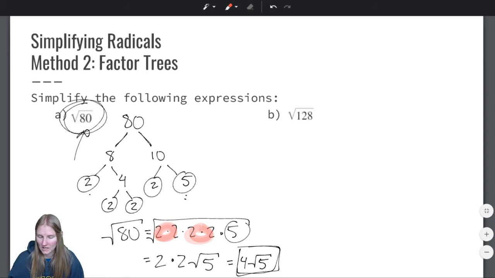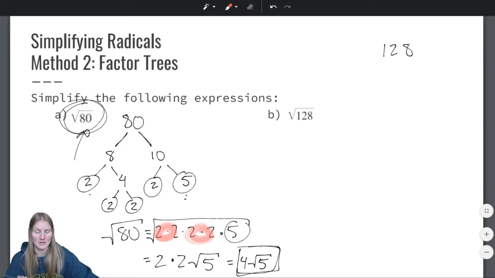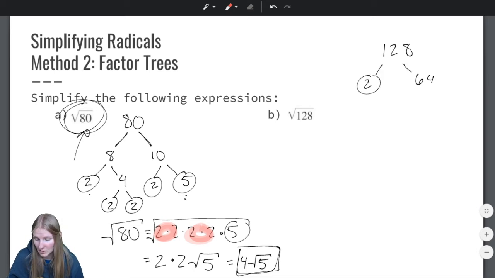Alright, we're going to make a factor tree for 128, and I'm going to start up here because this is a bigger number. It might have a bigger factor tree. So, 128 is divisible by 2, I know that. 2 and 64. And 2 is the end of that tree branch. And then we have 2. 64 is 2 and 32.